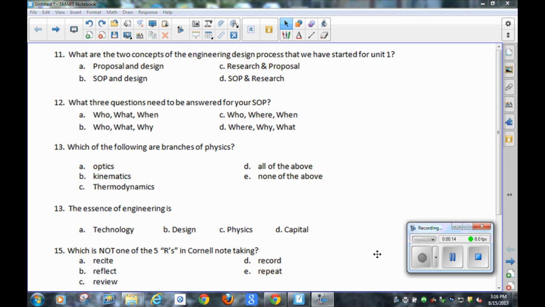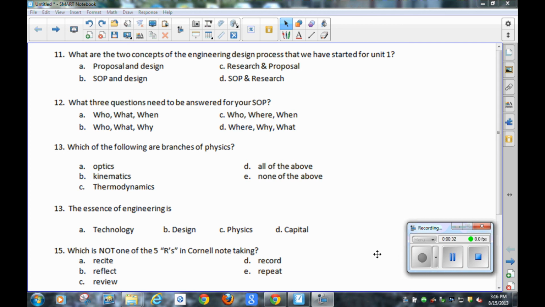Refer to your notes that you took from Miss Harmony's breakout session number 1 if you are questioning this answer. Number 12, what three questions need to be answered for your SOP or your Statement of Purpose? The answer to number 12 should be B. Always answer who, what, and why.